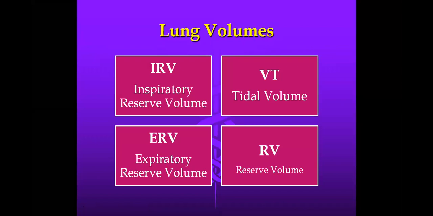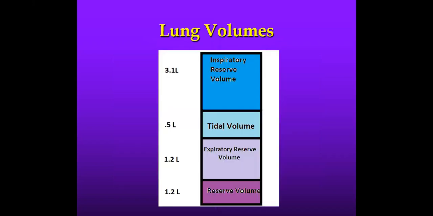You have lung volumes and lung capacities. The volumes are inspiratory reserve volume, tidal volume, expiratory reserve volume, and residual volume. This is what the lung volumes look like. You have your tidal volume in the middle, which is about 0.5 liters or 500 mL. Everything above tidal volume is your inspiratory reserve volume.